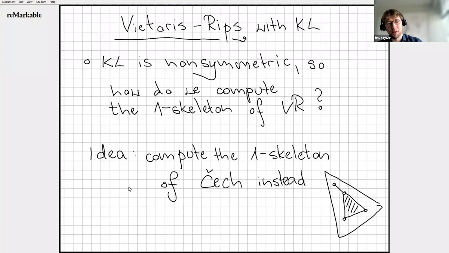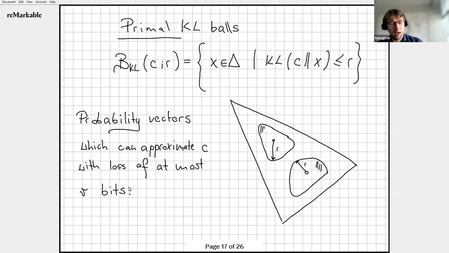So one idea is, instead of computing what things normally would be, to compute the one skeleton of the Čech complex or the Čech filtration. And to do this, we have to start talking about balls, in particular KL balls and their intersections. So let's talk about this. We don't really want to compute the full Čech complex. We just want to compute the one skeleton, which will be the basis for our VR filtration.